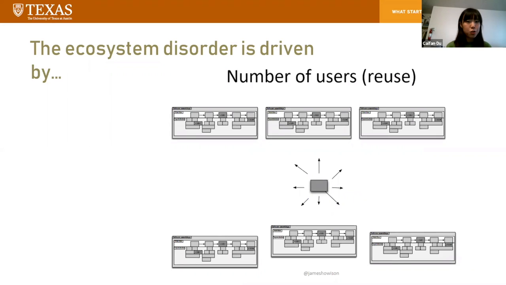So the image of ecosystem disorder that I just described is driven by two factors. First is the number of users of one individual software component, all the different software assemblages that reuse that component. The more people use it, the more possible that changes occur within those assemblages, and then the issue will be transmitted across all the assemblages that use that component, and the issue will scale.